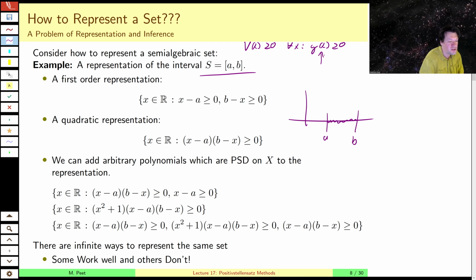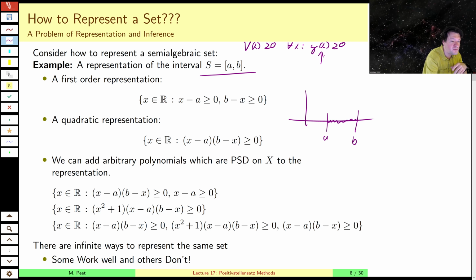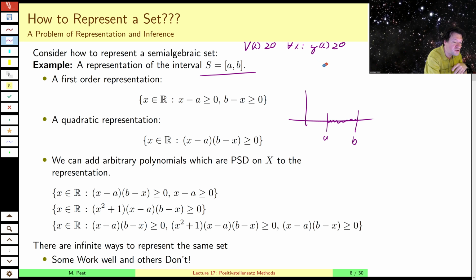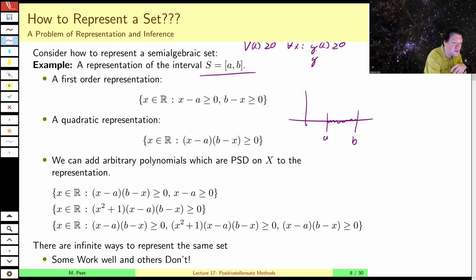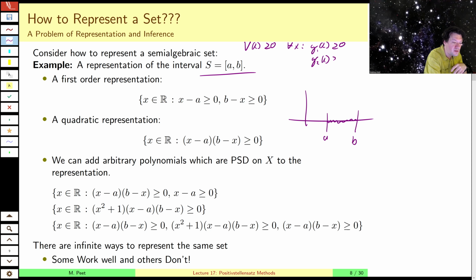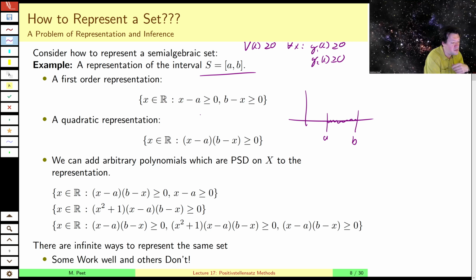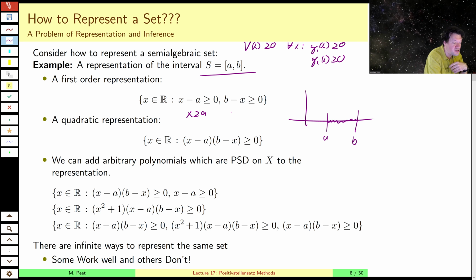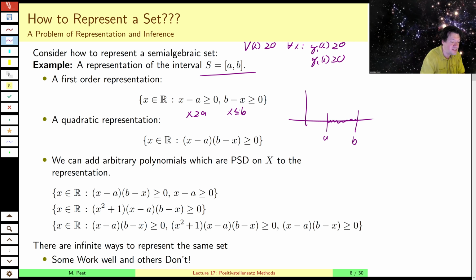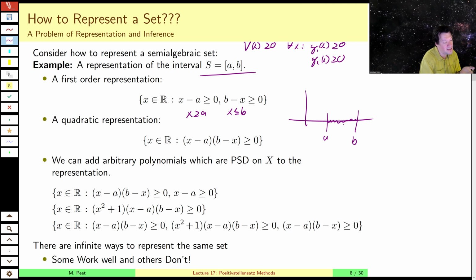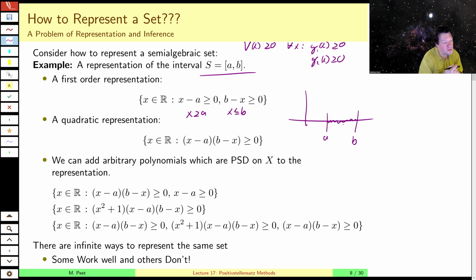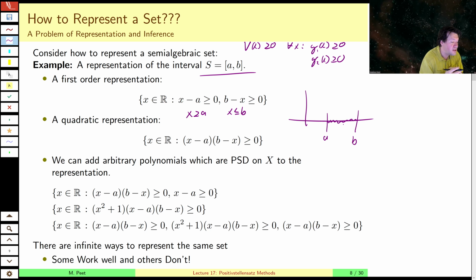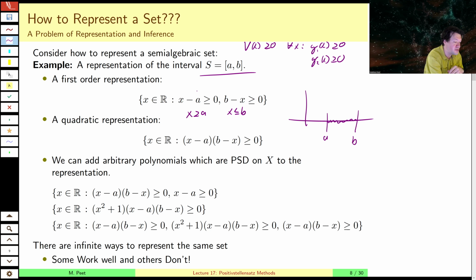And now what do we choose as our g? Well, we could do two things. We could choose two g's. This is the most obvious one, g1 and g2, where g1 is x greater than or equal to a, and g2 is x less than or equal to b. So that's the most obvious representation of the set. It's greater than a, and it's less than b. We'll call this the first order representation, because all of the degrees of g are 1 in this case. They're all linear functions.